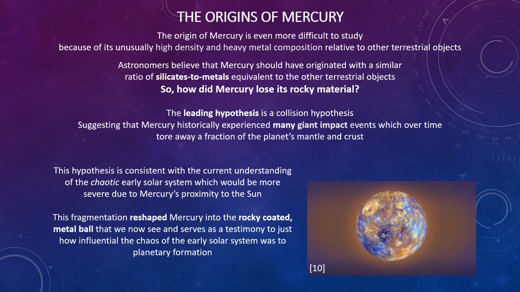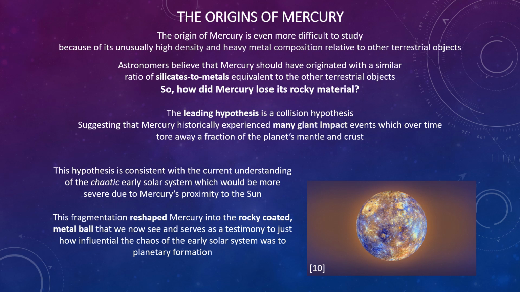Trying to understand how Mercury formed is a very difficult topic to study, because Mercury's unusually high density and high metal composition makes it very different from these other terrestrial objects. So astronomers believe that Mercury should have originated with a similar ratio of silicates to metals as the other terrestrial planets. So how did Mercury lose all of those rocky materials and become mostly metals?